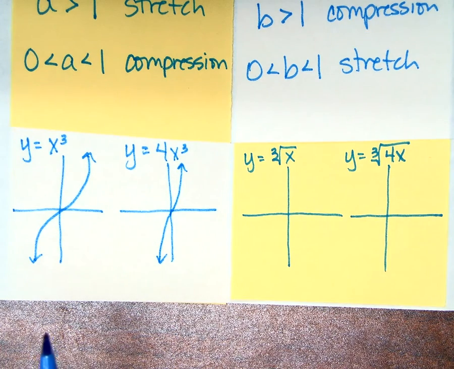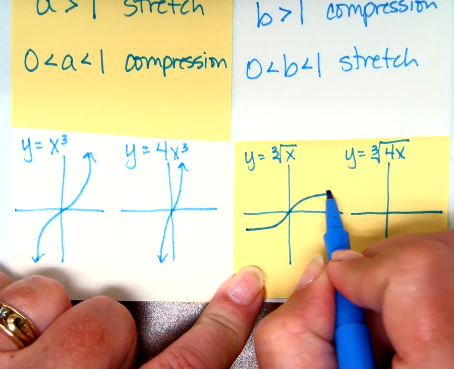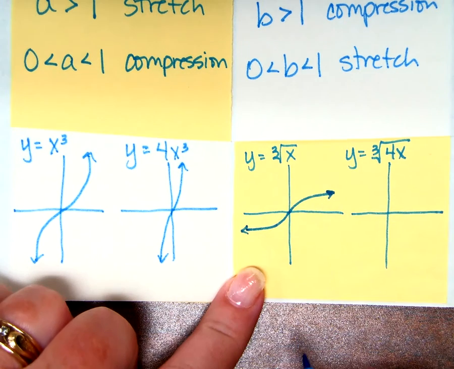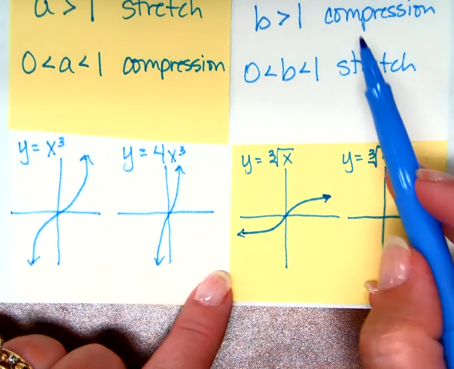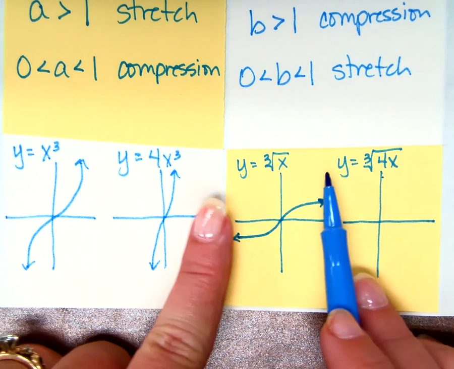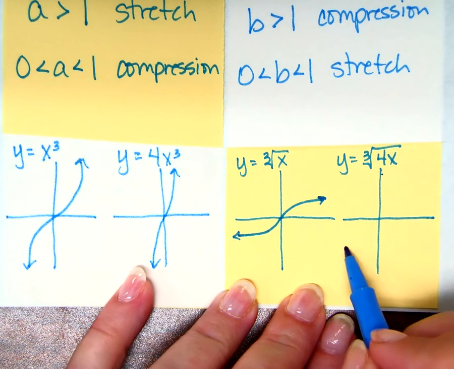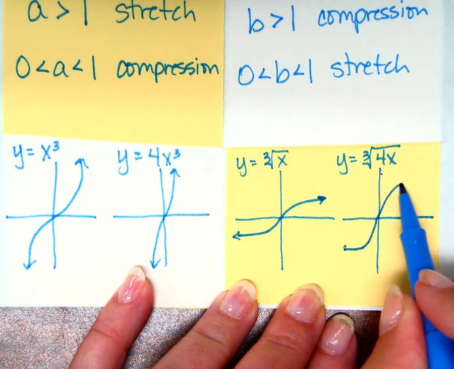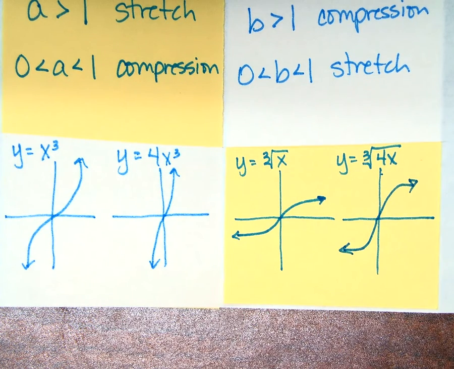Okay? So you remember that this one looks like this. The cube root of x. So this is a multiplier on the inside. It's a 4, which is greater than 1, so it is a horizontal compression, which means I do take the sides and mash them in, which would squash that way down like that. Does that make sense? Okay.